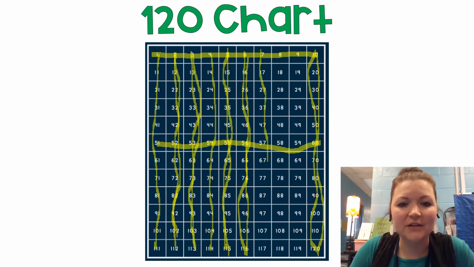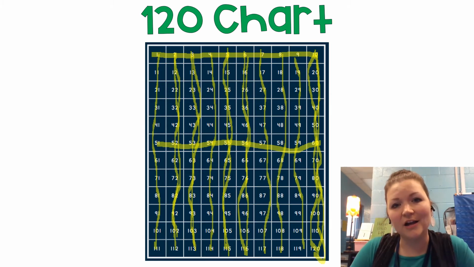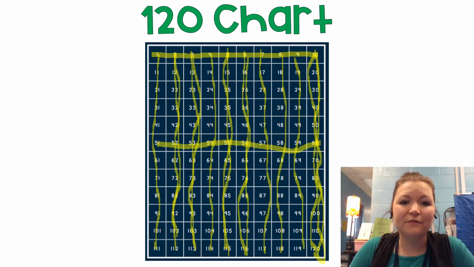All of these end with a 7. All of these end with an 8. All of these end with a 9. And all of these end with a 0. So that's one way you can tell if a number's in the correct spot on a 120 chart, is if it has the same number at the end as the other numbers in the column.